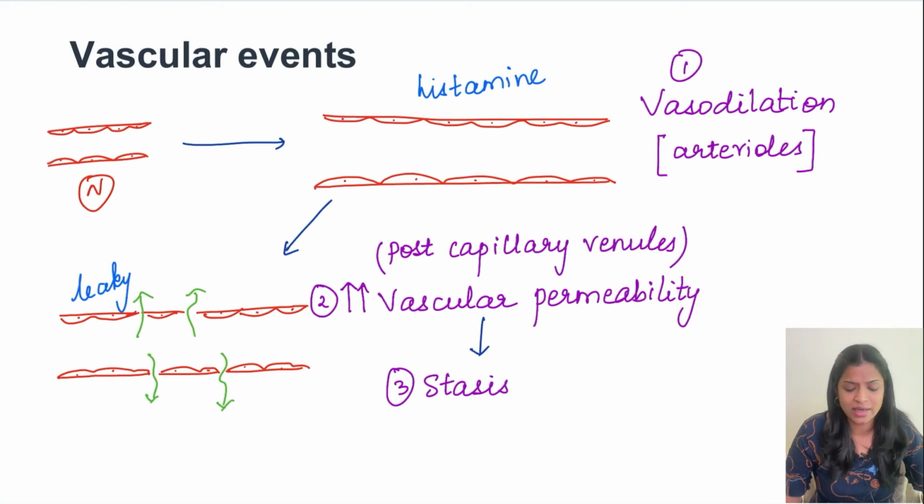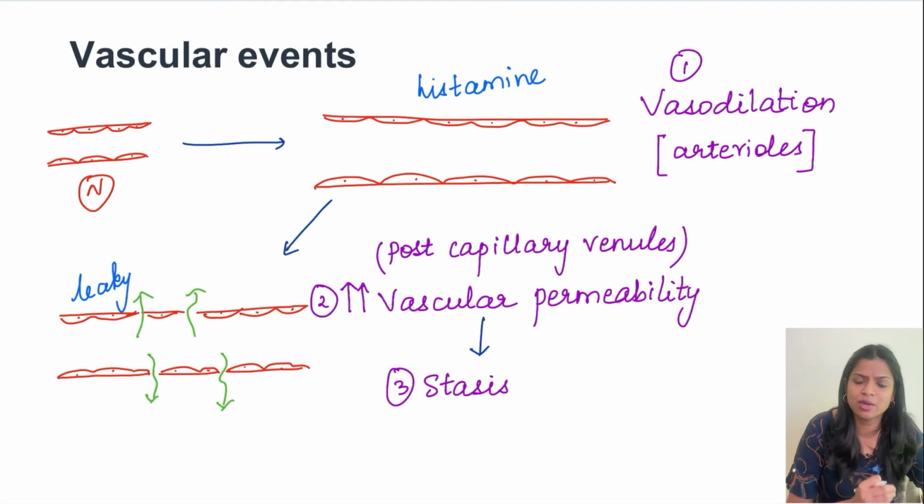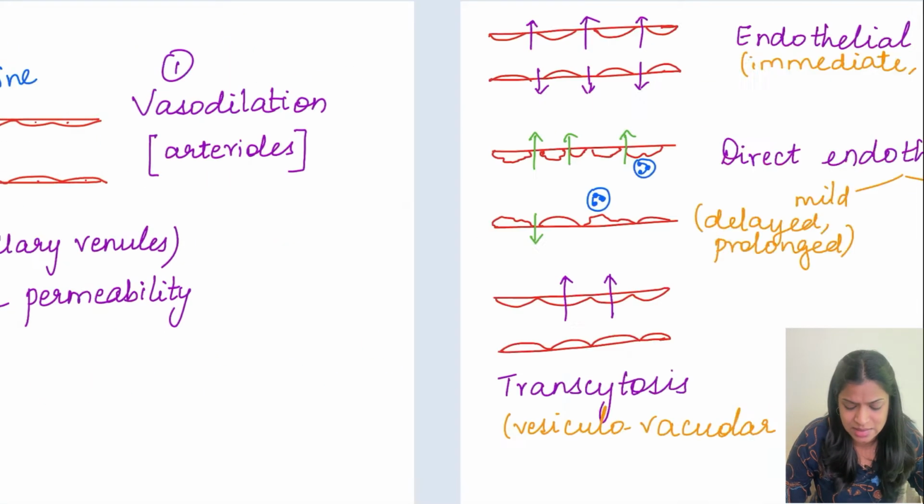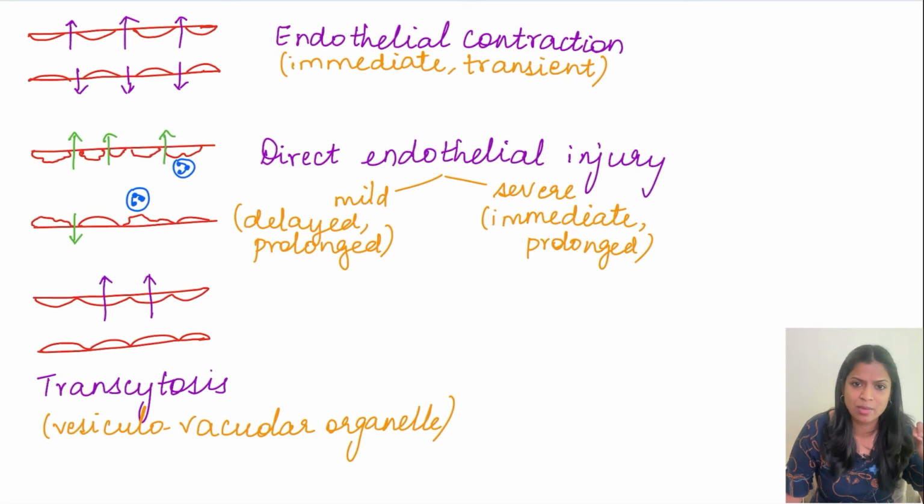The vascular permeability is going to increase in the post-capillary venules. So when vasodilation and increased vascular permeability happen, that is what we perceive as erythema. So we see redness at the site of any inflammation, right? That is because of these vascular events happening. So we'll see how this vascular permeability increases. There are certain mechanisms by which this vascular permeability increases.